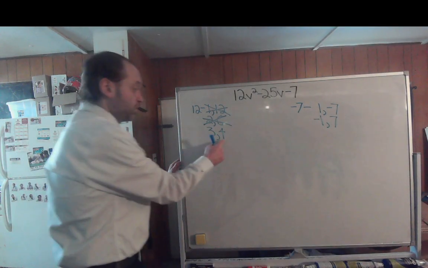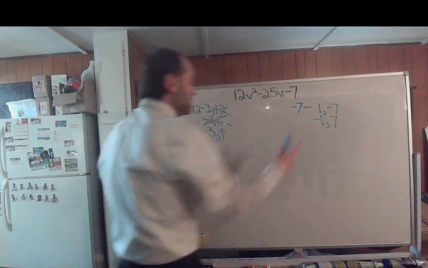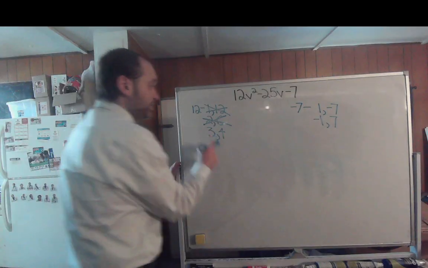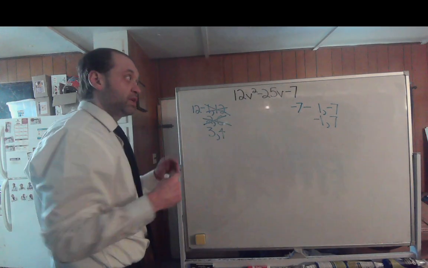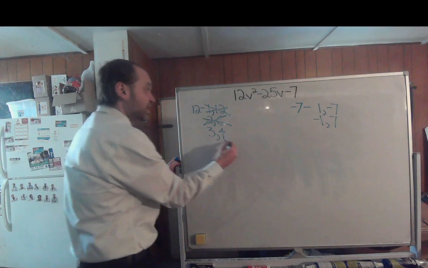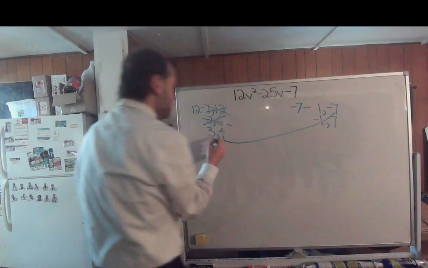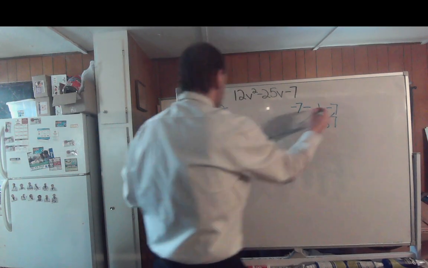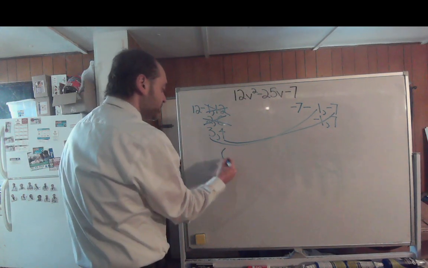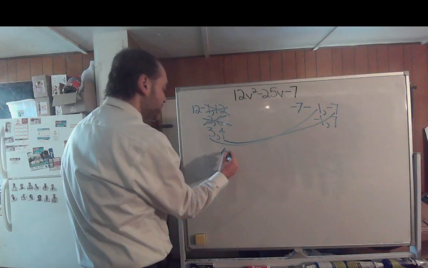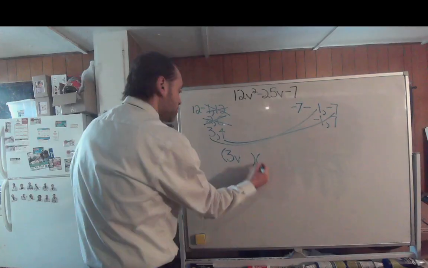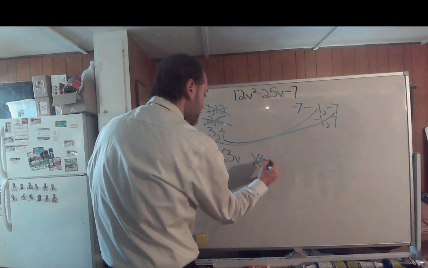So let's see, 4 times negative 7 is going to be negative 28. Plus 3 times 1 is 3. Well, negative 28 plus 3 is negative 25. We actually got it to work. So 4 times negative 7, and then 3 times 1. Now that we know this factors, the first term of your first quantity would be 3v. The second term of your second quantity is going to be 4v.